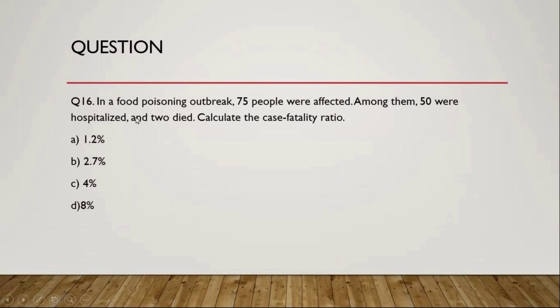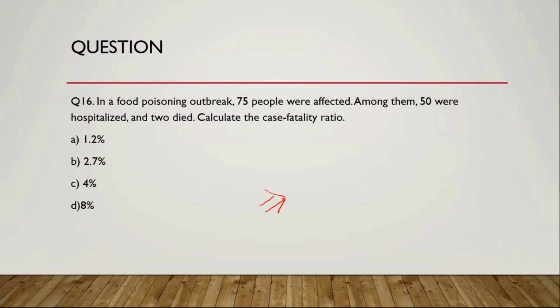So this is the question. In a food poisoning outbreak, 75 people were affected. Among them, 50 were hospitalized and 2 died. Calculate the case fatality ratio. Option A is 1.2%, option B is 2.7%, option C is 4%, option D is 8%. So option B, 2.7%. How have you solved the question? Please reply.